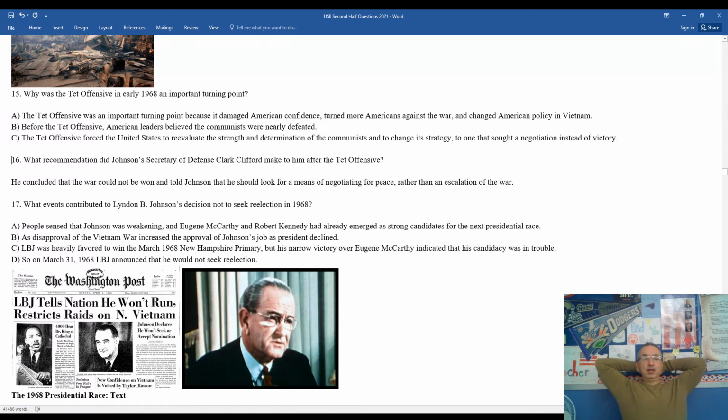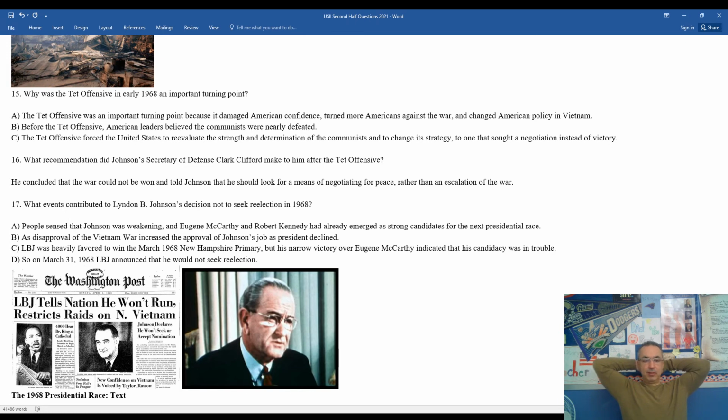What events contributed to Lyndon Johnson's decision not to seek re-election in 1968, which kind of shocked the United States and the world? People sensed that Johnson was weakening. Eugene McCarthy and Robert Kennedy had already emerged as potential strong candidates to challenge him for the Democratic nomination. As the disapproval of the Vietnam War increased, the approval of Johnson's job as president declined.